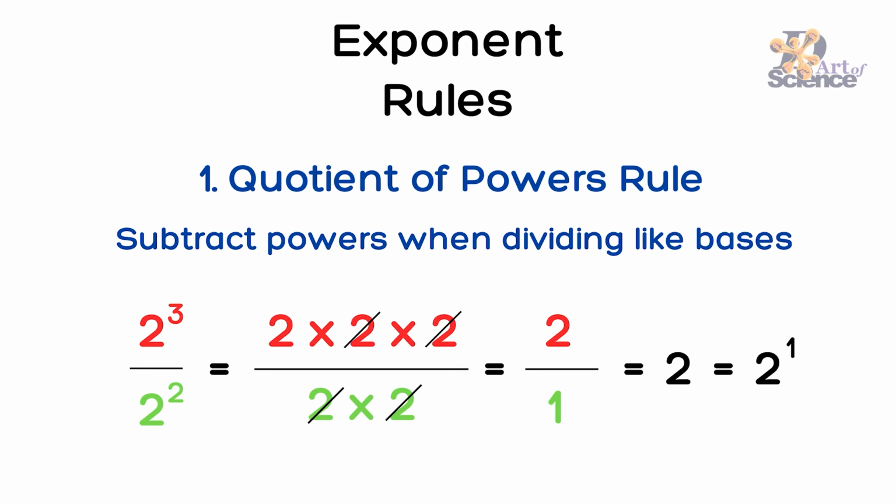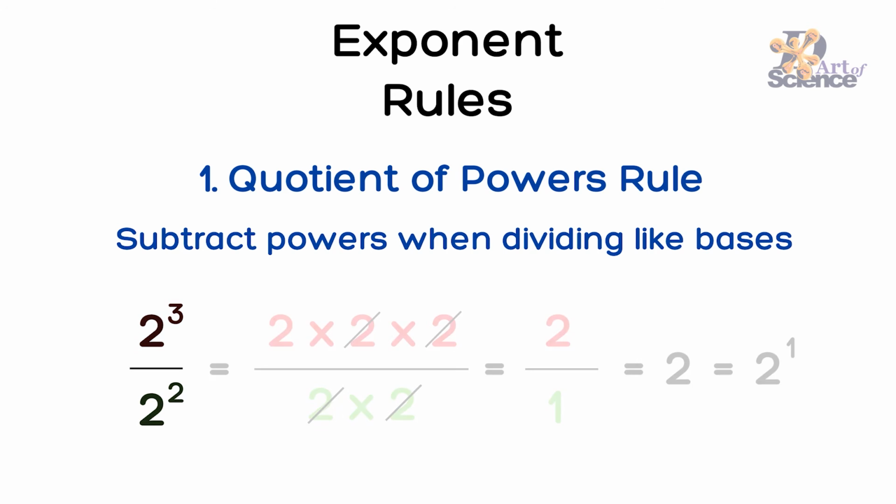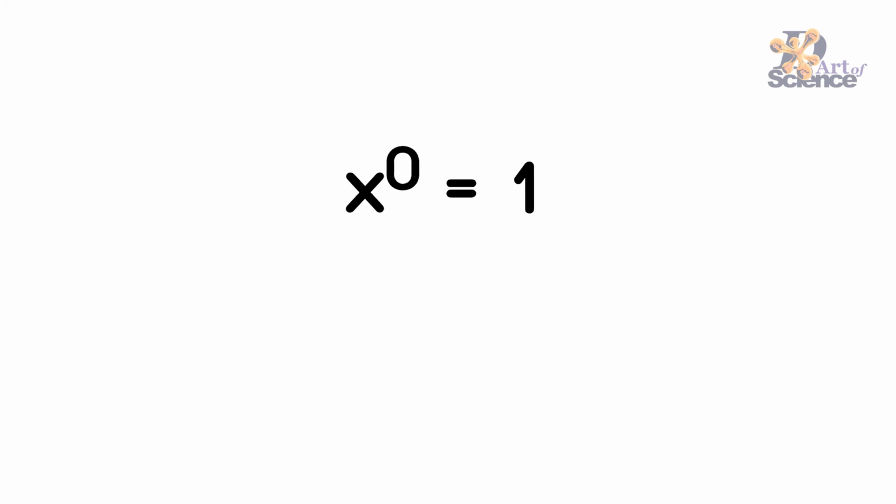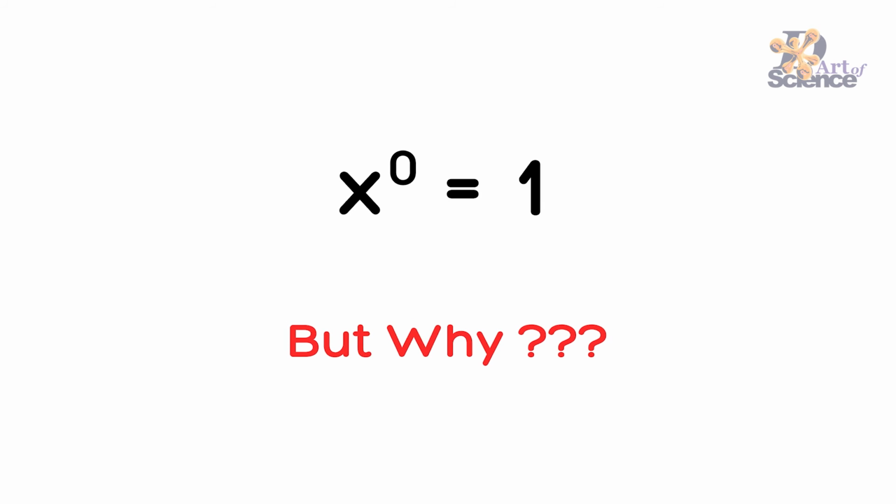Which brings us to the second rule, which states that if you have two like bases and they are divided, you can simply subtract the exponents. So 2 raised to the power 3 divided by 2 raised to the power 2 will simply be equal to 2 raised to 3 minus 2, which is 2 raised to the power 1 like we saw earlier. So now that your basics are clear, let's get into the main question. x raised to the power 0 is equal to 1.